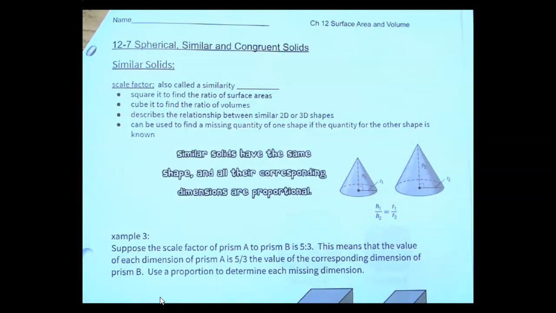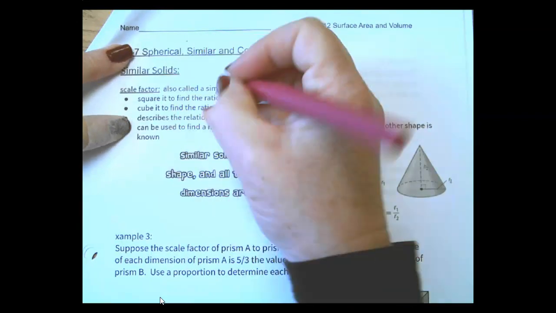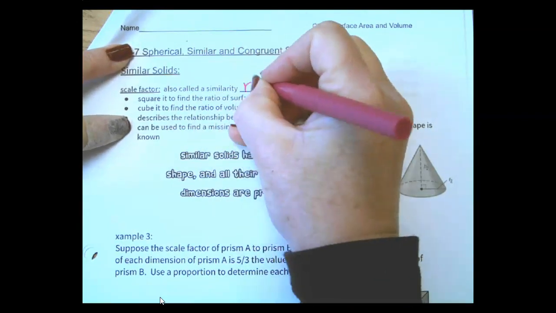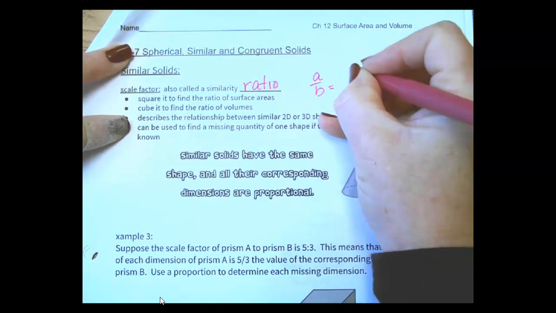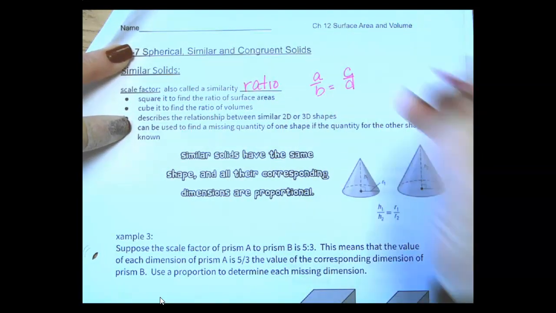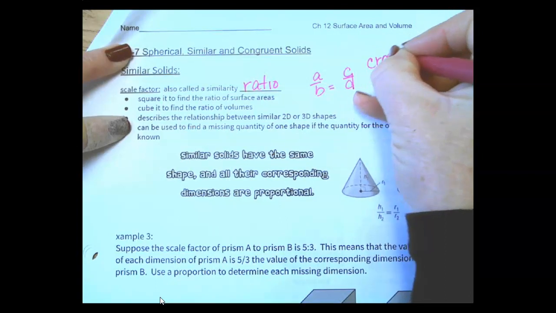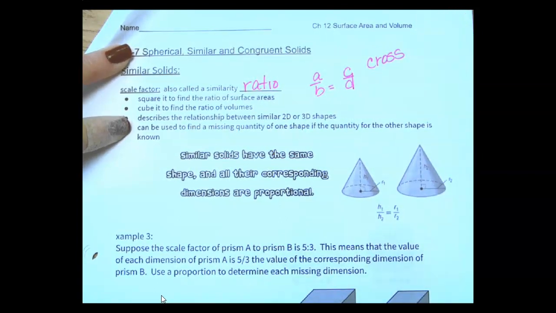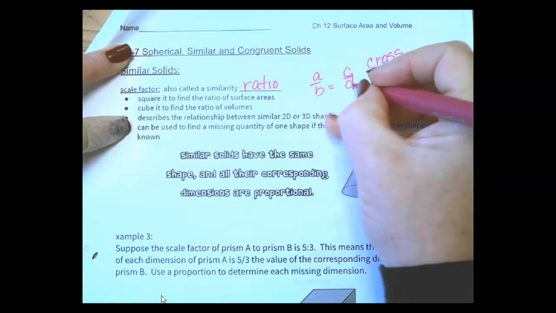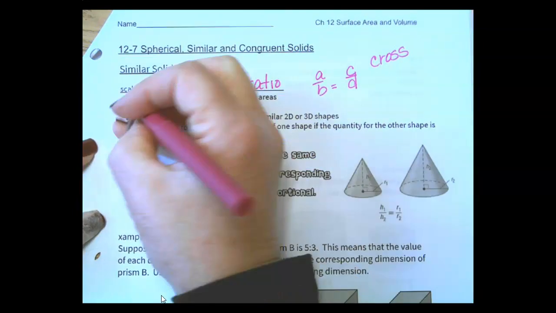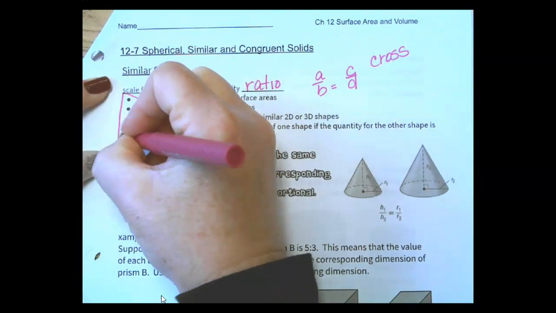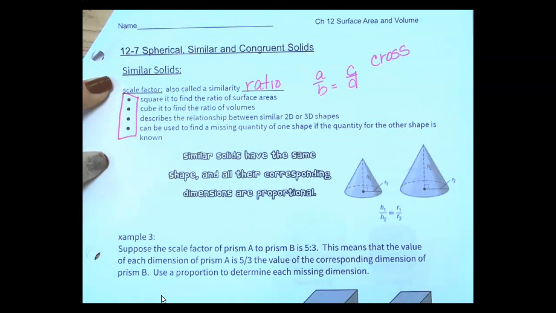So to have a similar solid, we use that scale factor, also called a similarity ratio. So a ratio looks like this, and we can cross multiply to see if they are equal or to find a missing value. And we've done this before. Now, these are all the ways that you can do this, and then we're going to go through some of these. So we're going to kind of have to keep this in mind.